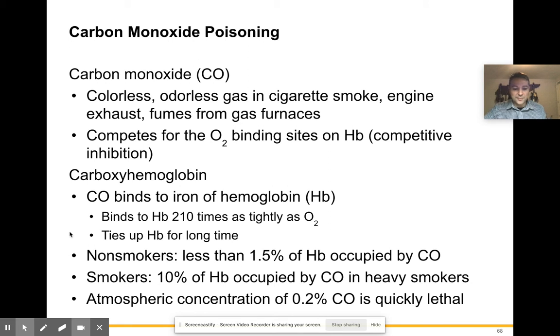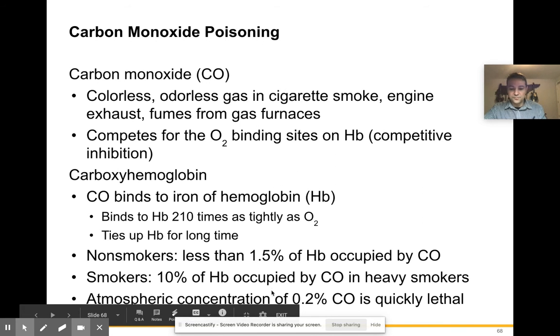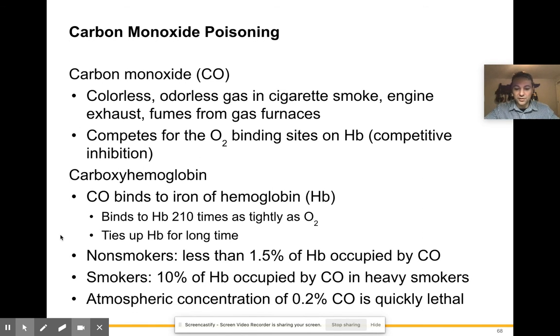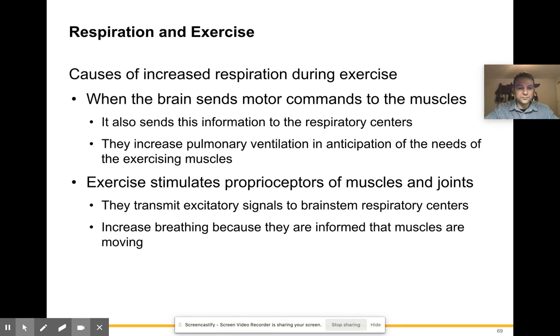The atmospheric concentration of carbon monoxide, if it reaches 0.02, that is very, very lethal. You don't want atmospheric concentration of carbon monoxide to reach 0.2, which is very high.